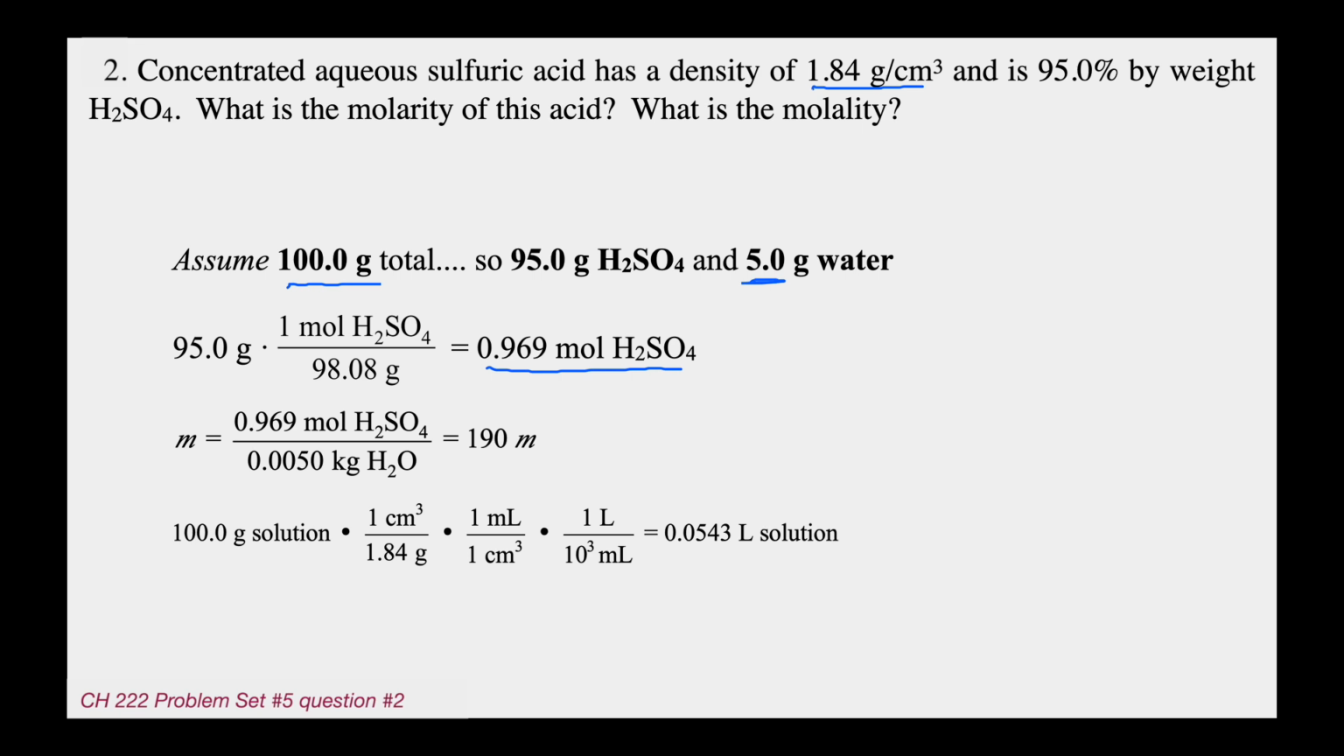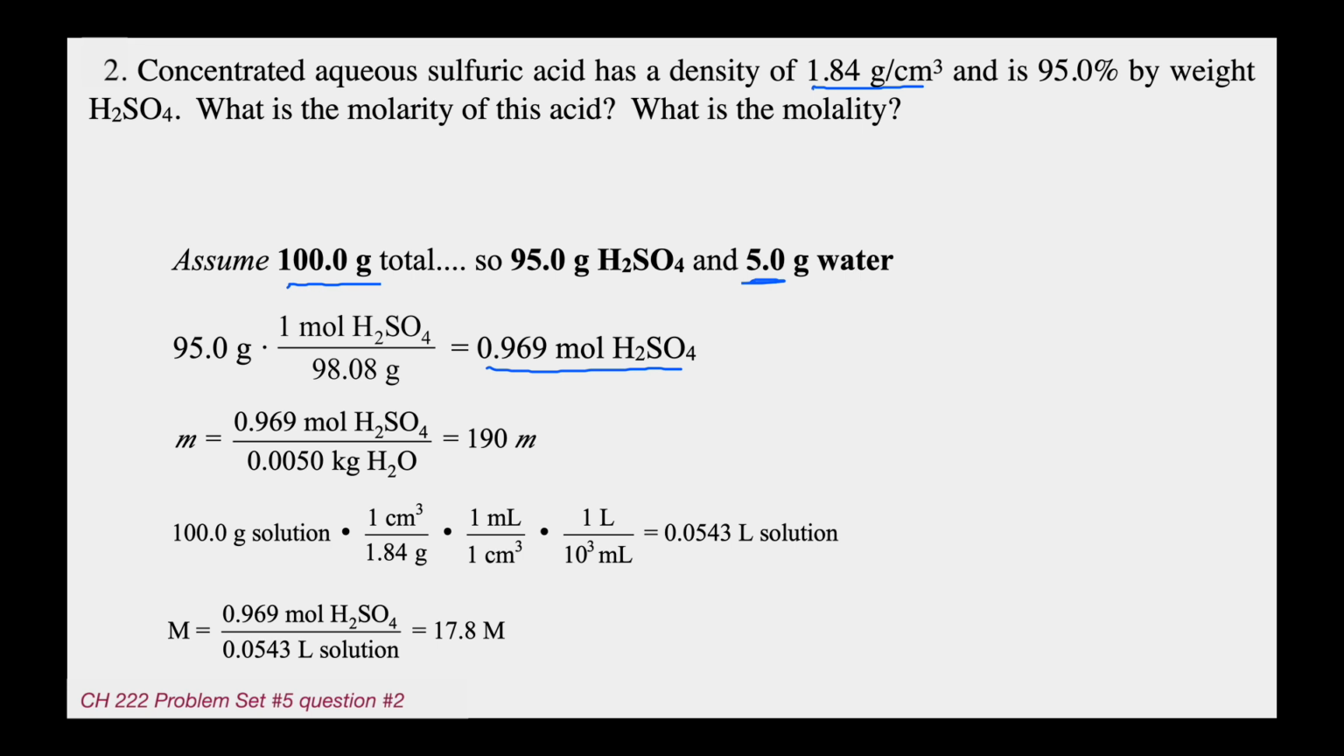So if you take that number and divide it by the density, a centimeter cubed is the same as a milliliter, and there's 1,000 milliliters per liter. This comes out to be 0.0543 liters of solution. So notice that solute plus solvent equals solution. 100 grams literally is the grams of the solution. And you can turn that into liters of solution, and then molarity is 0.969 moles, the same number from before, of sulfuric acid, divided by 0.0543 liters, 17.8 molar. So this is how you go from, in this case, mass percent, weight percent, into molality, which we've already seen, but also into molarity.